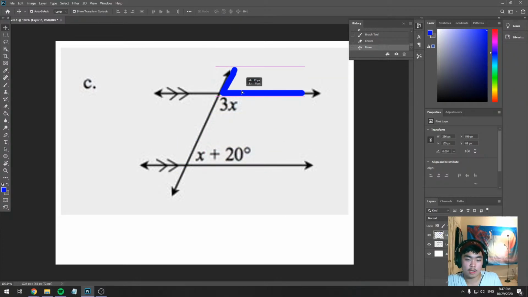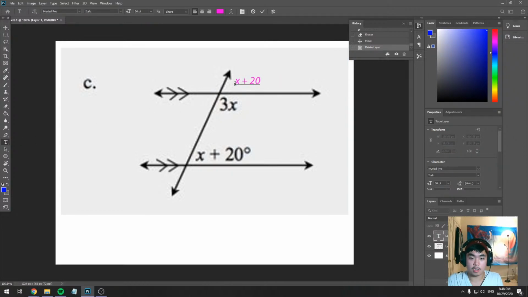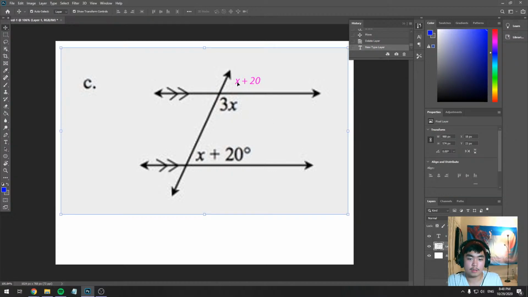Ooh, perfect fit. What you realize is this top angle is corresponding to x plus 20. In other words, this top angle is also x plus 20, right? This right here, x plus 20. Okay, so now we know that this angle is x plus 20. What do you notice now?